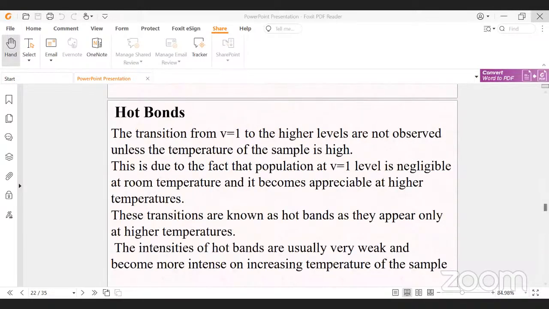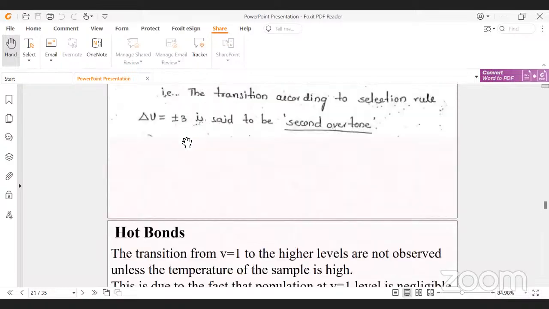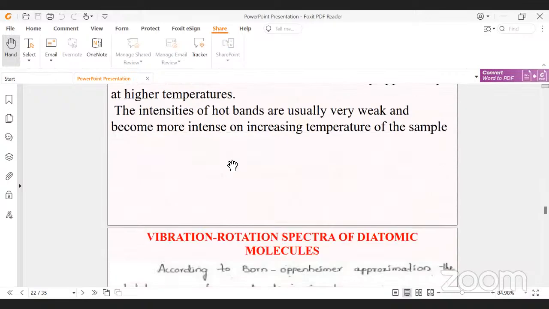This means the transitions here, look at here, start at minimum from V0 to V1, V2, V3, V4. In hot bands, the transition starts from V1 or V2, the minimum energy level being V1 or V2. V1 to V2, or V1 to V3, or V2 to V3, or V3 to V4. These kinds of bands will appear at higher temperature only. Okay? Higher temperature only. That is hot bands.